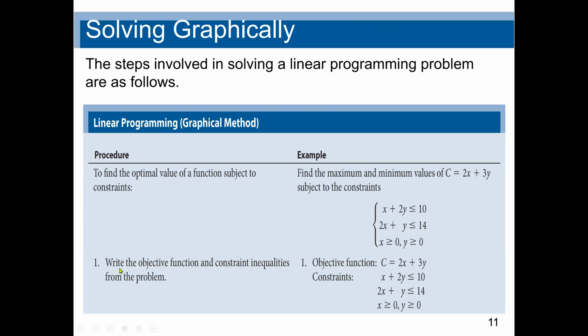In the first step, we write the objective function and also the constraint inequalities. The objective function is C equal to 2x plus 3y. The constraints are these conditions: x plus 2y less than or equal to 10, also 2x plus y less than or equal to 14, and x should be greater than or equal to 0, and the same thing applies to y. So that's our first step.